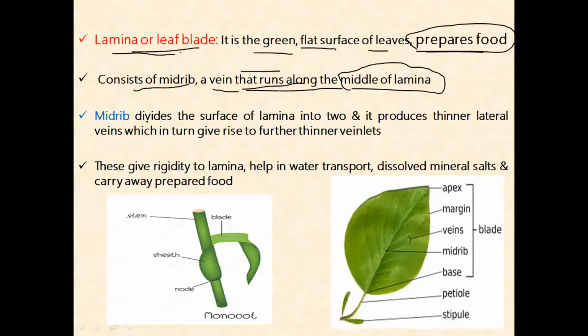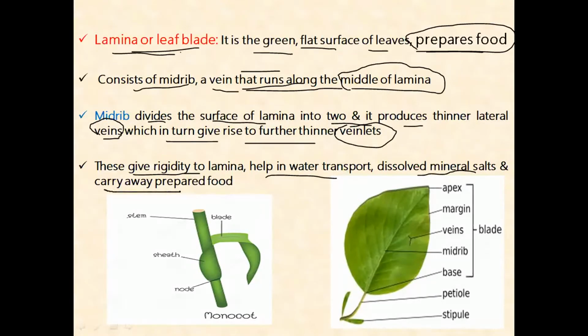The midrib divides the surface of the lamina into two, and it produces thinner lateral veins, which in turn give rise to further thinner veins known as veinlets. So from the midrib, thinner veins are produced, and from these veins, further thinner veins are produced, which are known as veinlets. These veins and veinlets give rigidity to the lamina. Also, these help in water transport, dissolved mineral salts, and also carry away the prepared food in the lamina.